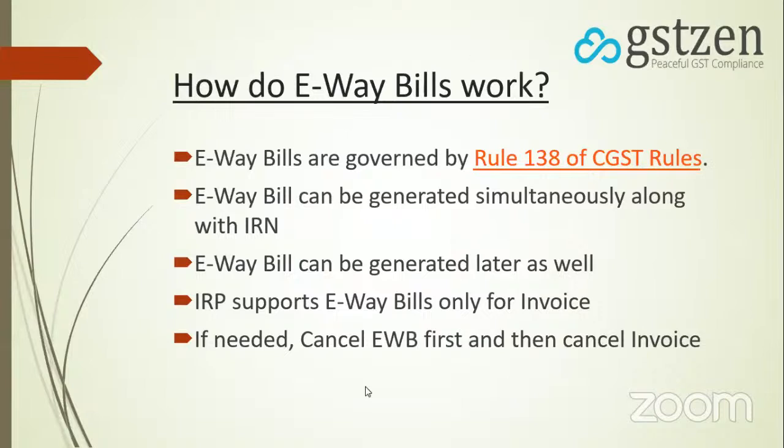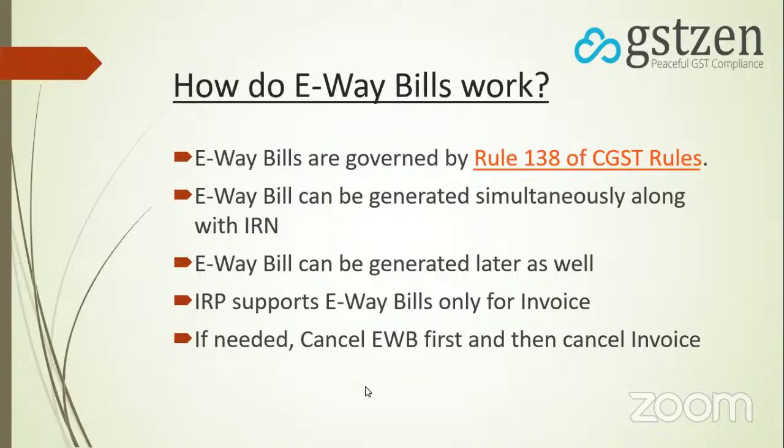So how do e-way bills work with e-invoices? E-way bills are governed by Rule 138 of CGST rules. An e-way bill can be generated simultaneously along with the IRP. That is, you can give the command to generate an e-invoice along with the e-way bill, or you can generate the e-way bill at a later point of time.